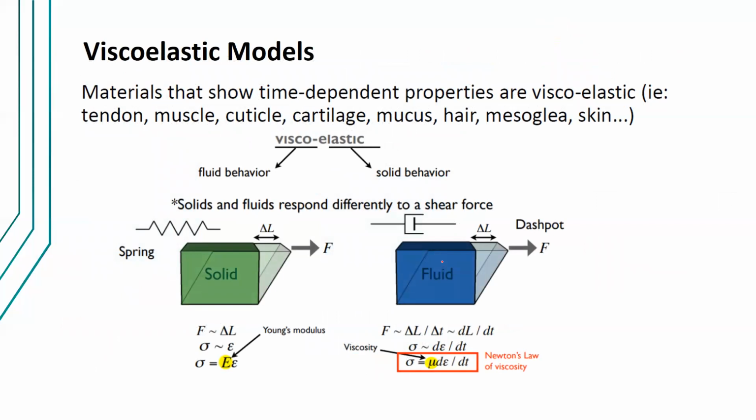So next, we're going to discuss now if your material is exhibiting viscoelastic properties. So we have covered elastic properties. Now what if the material is exhibiting both viscous behavior and elastic behavior?